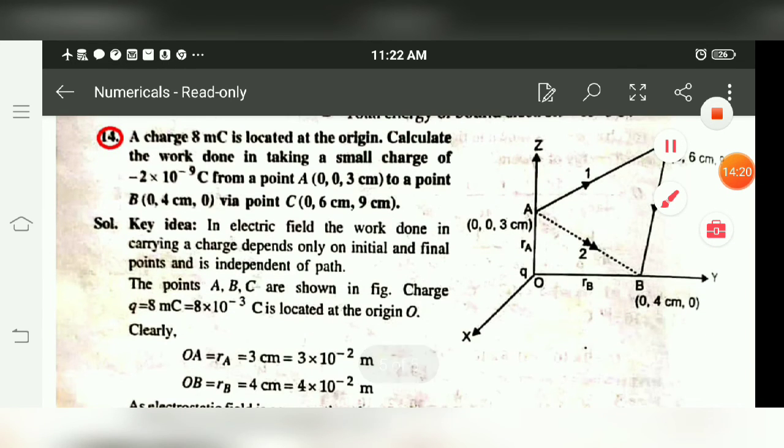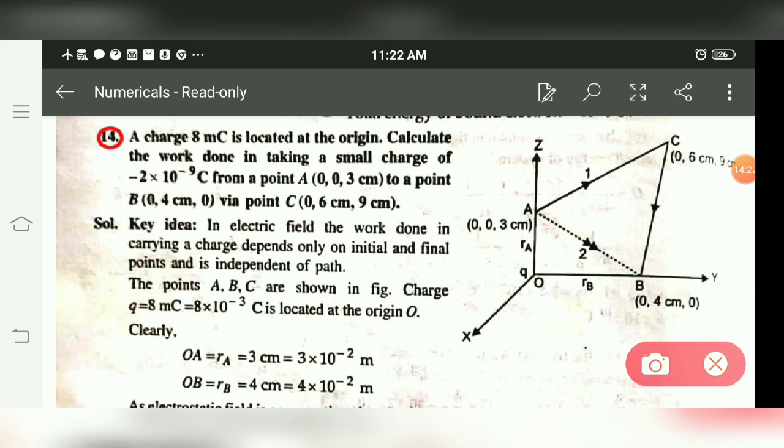Next question. A charge of 8 coulomb is located at the origin. Calculate the work done in taking a small charge of 2.92 into 10 raised to power minus 9 coulomb from point A to point B via point C. Means we are taking the charge from point A to point B via C, like this.